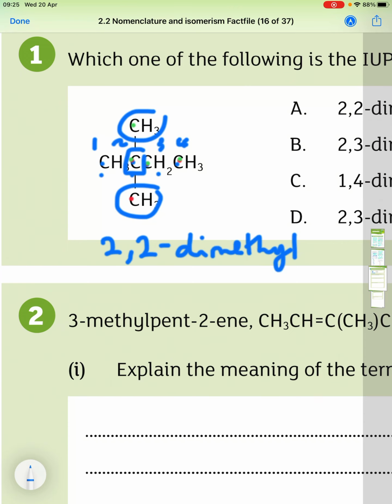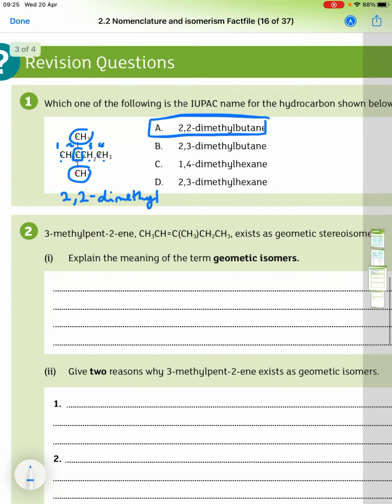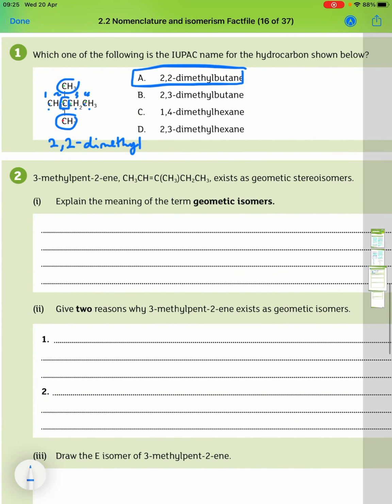So it's 2,2 dimethyl something. And the something is 1, 2, 3, 4. So it's butane, so that is A, 2,2 dimethylbutane.